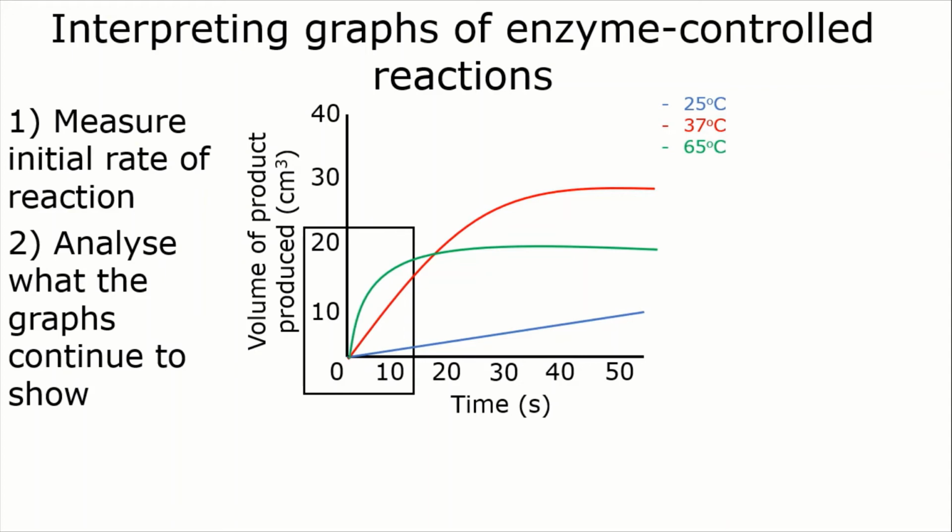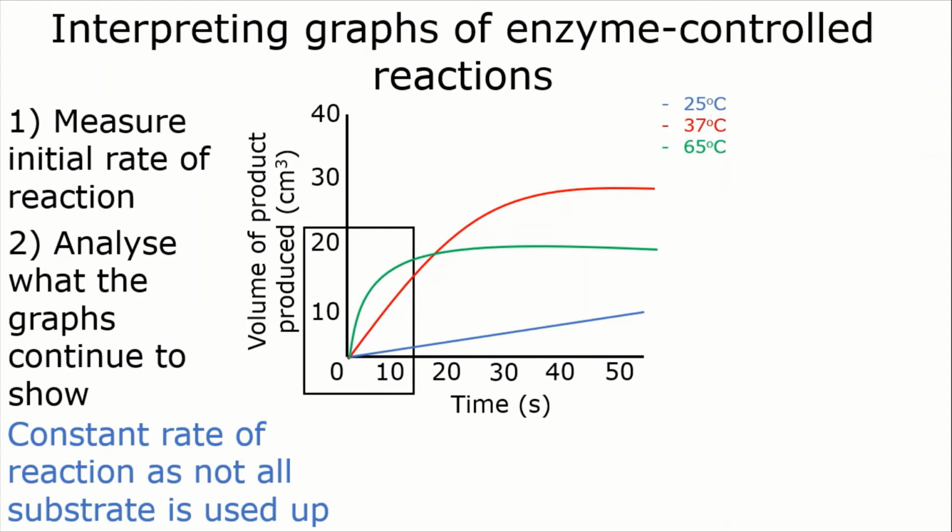So we have a look at each line. First of all, on our blue line, we can see that our rate of reaction is constant and not all the substrate is used up. And we can interpret this because a lot of our reactions that we learn about are happening biologically in humans, and our biological temperature, our internal temperature, is 37 degrees or roundabout. And so that is our optimum temperature that a lot of enzymes are designed to work at.